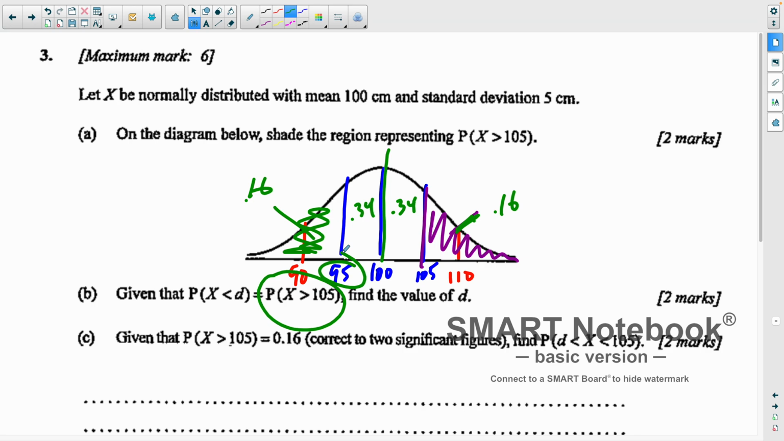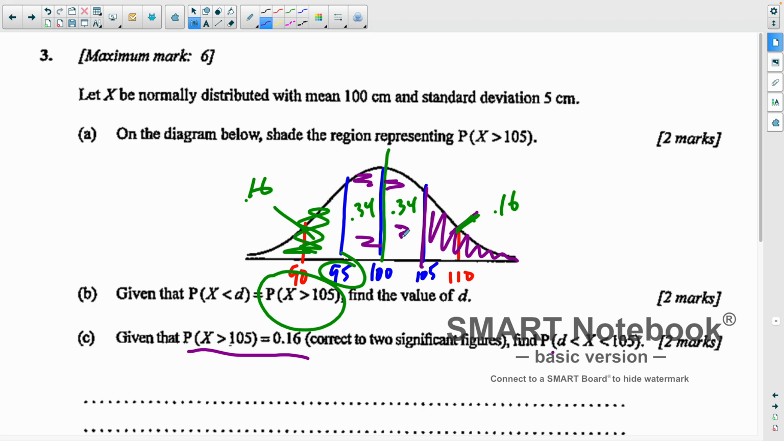Now, it says here, given that the probability x is bigger than 105 is 16, correct to two significant figures, find the probability between d and 105. So what's this probability right here? We've already hit on it, we've already talked about it. It'd be 68%, or 0.68.